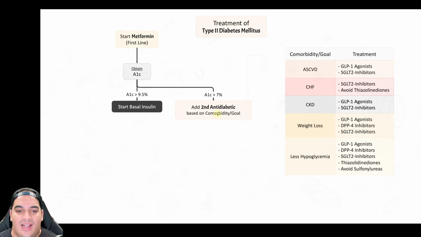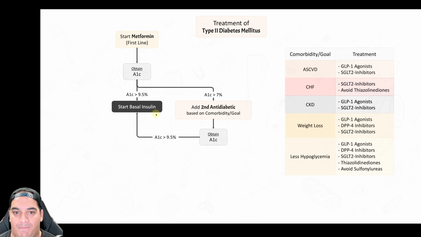So let's say that I start the second anti-diabetic and I base it upon one of these particular factors. You're seeing a trend though that SGLT2s and GLP-1s are really the best in a lot of scenarios here. So I start them on one of those. I get an A1C in 3 months and then I check. If my A1C is greater than 9.5, there's not a chance that adding a third anti-diabetic is going to get me to bring the A1C less than 7%.